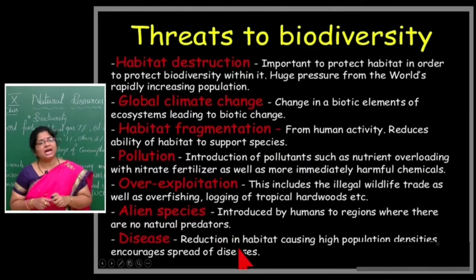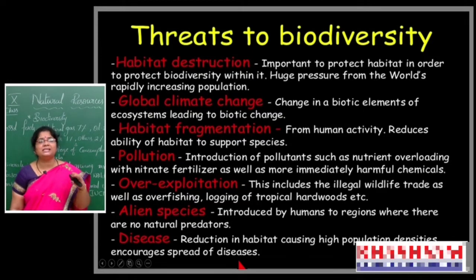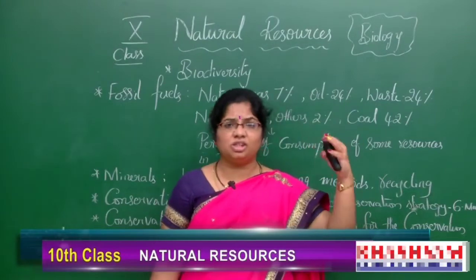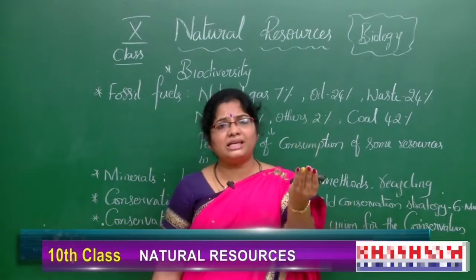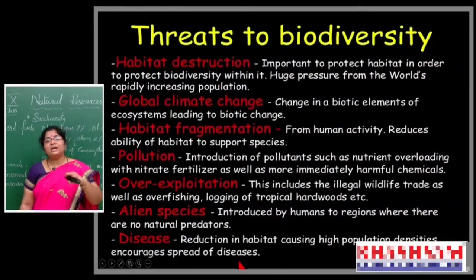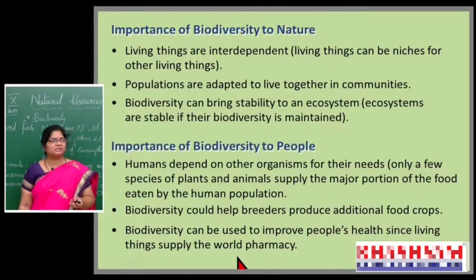Disease: reduction in habitat causing high population densities encourages spread of diseases. So habitat area is reducing, we are destroying, we are polluting. All this leads to some organisms reaching a high range, and their population increases. Because of those organisms, the remaining organisms are unable to survive and they are dying. In this way different diseases also spread because of human activities, ecosystems are disturbed, the total environment is disturbed, and several organisms are going extinct because of human activities.